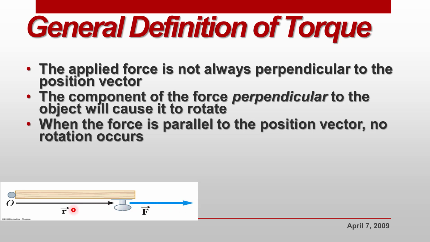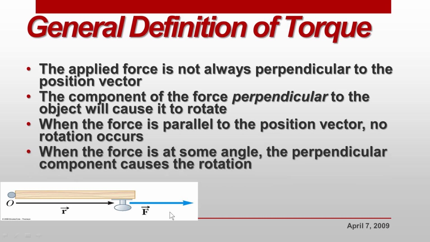r. It means that tau is equal to rF sine of 0 degrees. That will give you 0 magnitude of torque. Okay, so we will be having no resultant torque. If force is applied parallel to position vector, no rotation occurs.